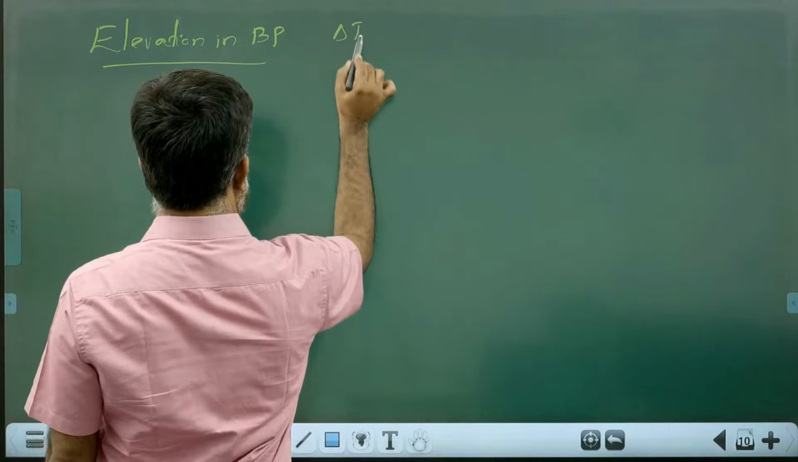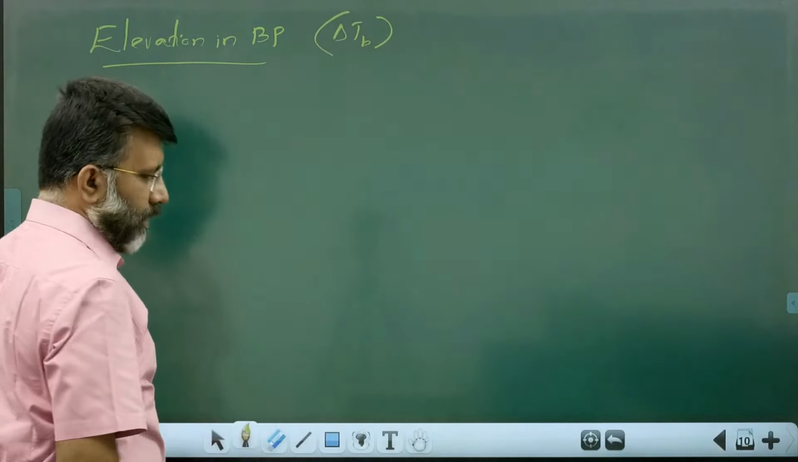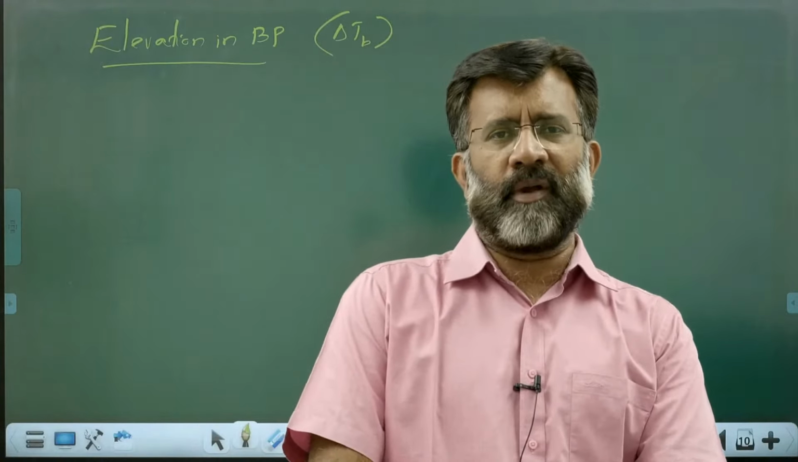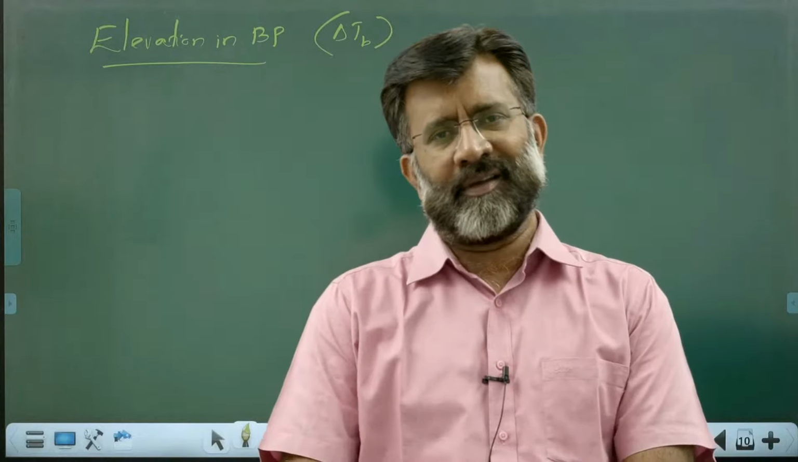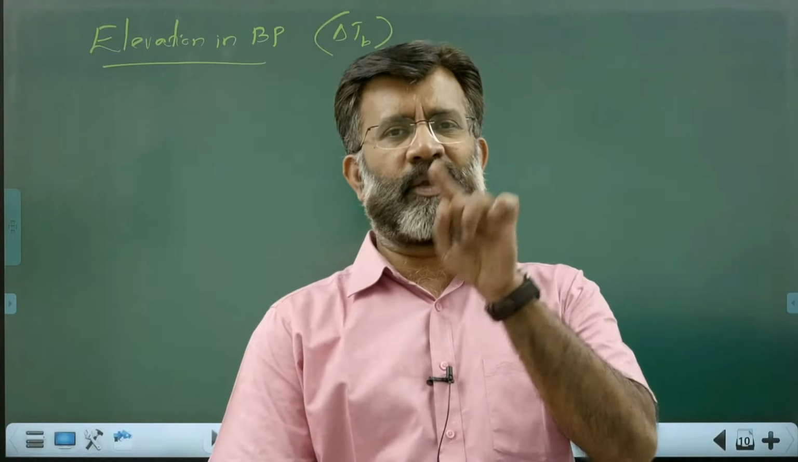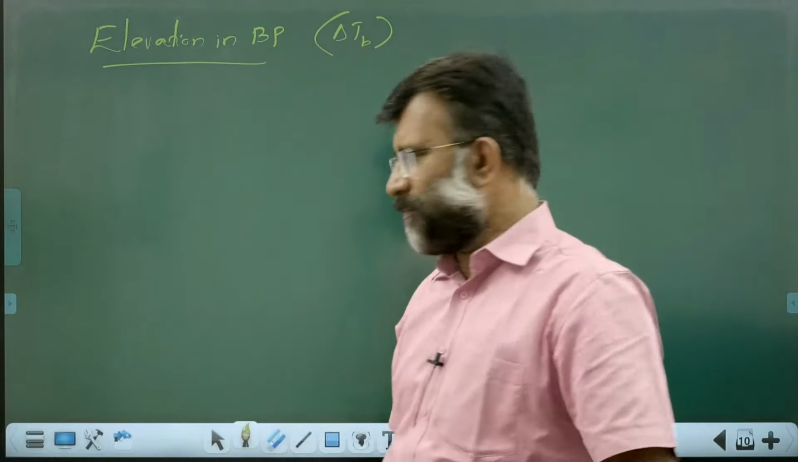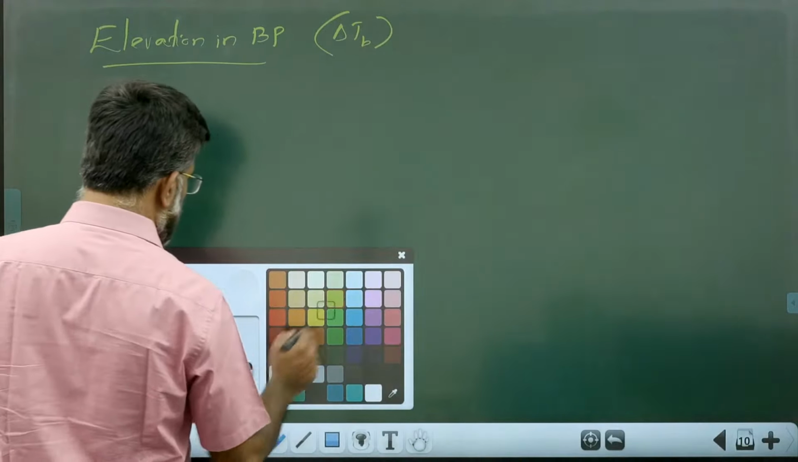Represented by delta TB, elevation in boiling point. I am sure all of you understand what is boiling point. Boiling point is the temperature at which vapor pressure of a liquid becomes equal to external pressure. That is boiling point.